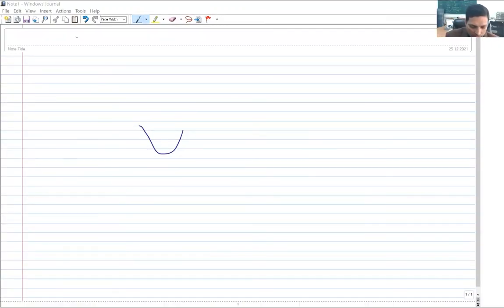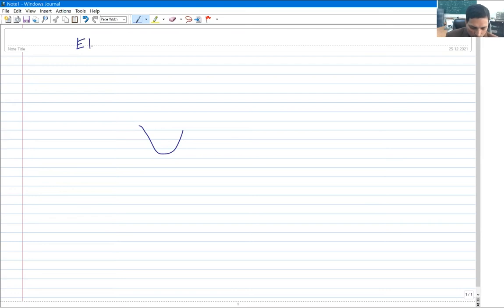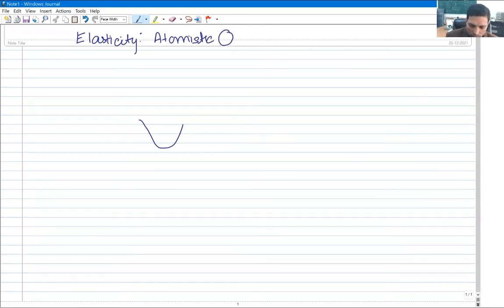So our topic, as I said, is elasticity, atomistic origin. Okay, so when we talk about elasticity, the first thing that we know about elasticity is that stress is directly proportional to strain. This is something that we have read from standard 10th.